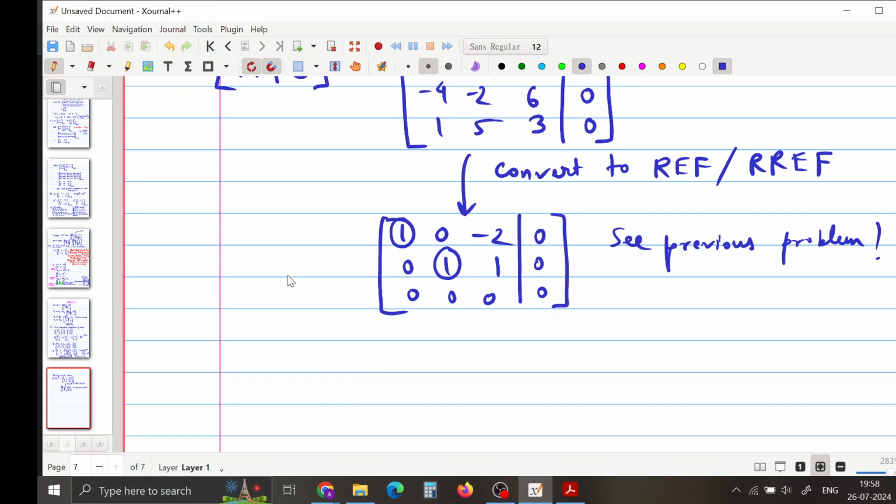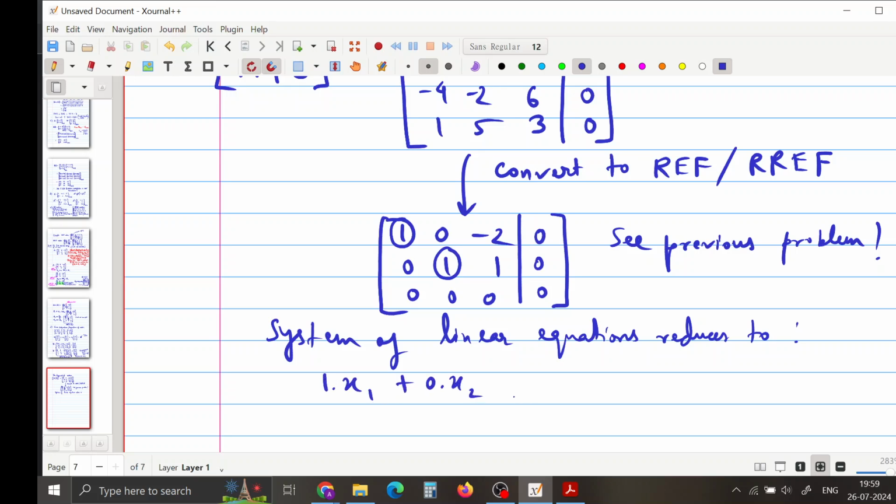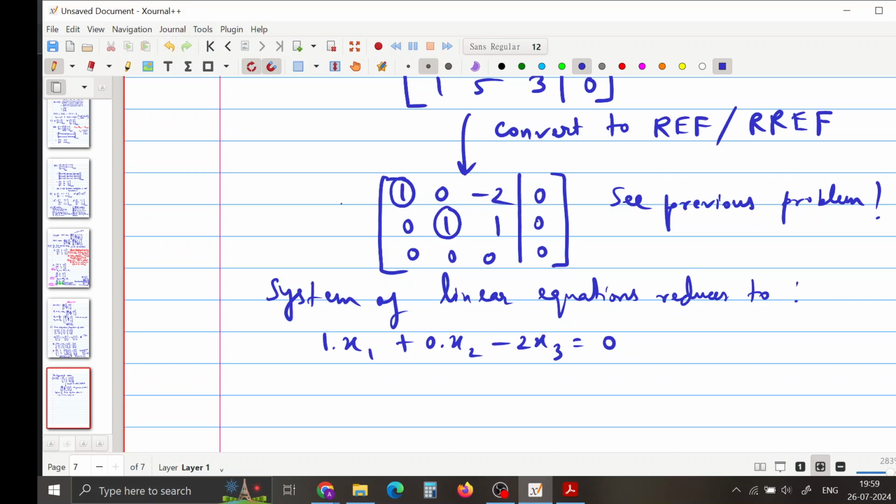Now what does my system of equations reduce to? What is my modified system of equations now? Take the first row, 1 0 minus 2. These entries are the coefficients of x1, x2 and x3 respectively, and the entry of the constant vector on the right is equal to the value on the right hand side. So the system of linear equations now reduces to 1 times x1 plus 0 times x2 minus 2 times x3 equal to 0. This is from the first row.